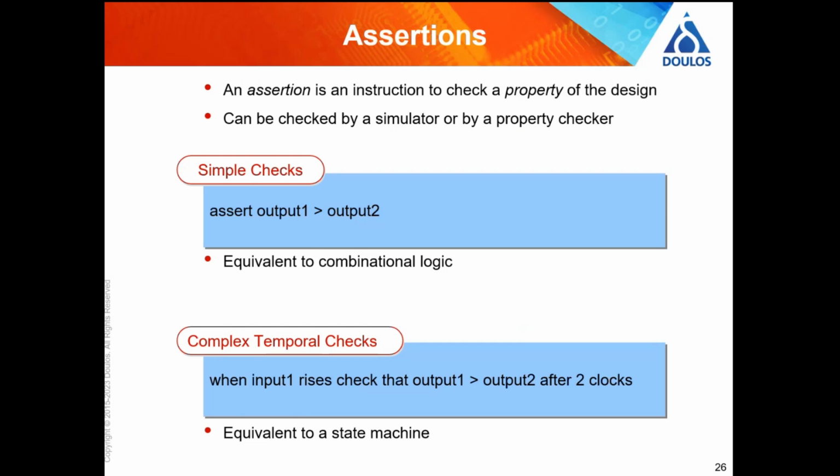Assert that the address is always less than, is always in this range, that kind of thing. But the vast majority of your rules are going to be more complicated than that. They're going to be along the lines of, if this happens, then check that happens. So if input 1 rises, check that output 1 is greater than output 2 after 2 clocks. And you would encode this, as we will see very shortly, in this language called SVA.